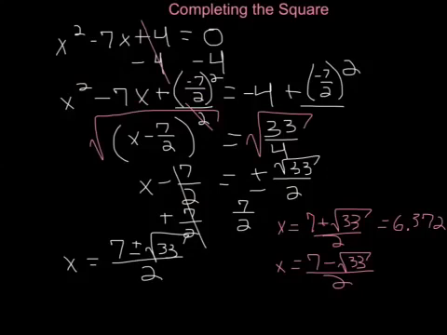6.372. And when we plug the second one into our calculators, you should be getting 0.628. These are the 2 roots of the equation, the 2 zeros of the function. These are the x-intercepts on the graph.